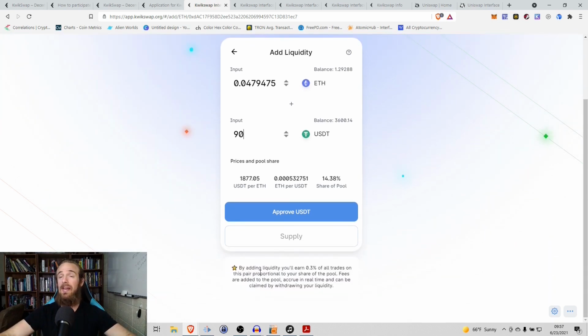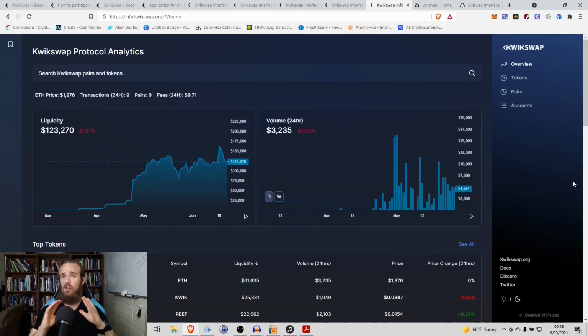What it says is that by adding liquidity, you'll earn 0.3% of all trades on the pair, proportional to your share of the pool. So again, I've talked about Binance Smart Chain exchanges like PancakeSwap. I talked about Uniswap. This is very similar there. The fee structure is very similar. What you're getting is very similar. It's all pretty much industry standard. And with that said, when we talk about providing liquidity, one thing that people will always want to ask is, what's the ROI? What's the APY?